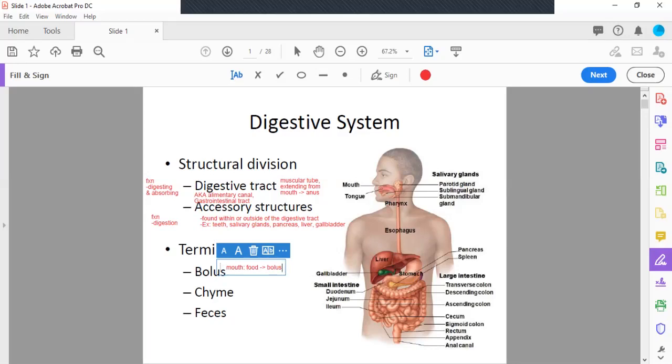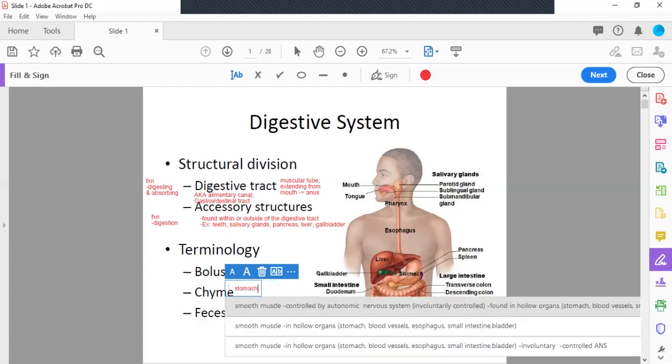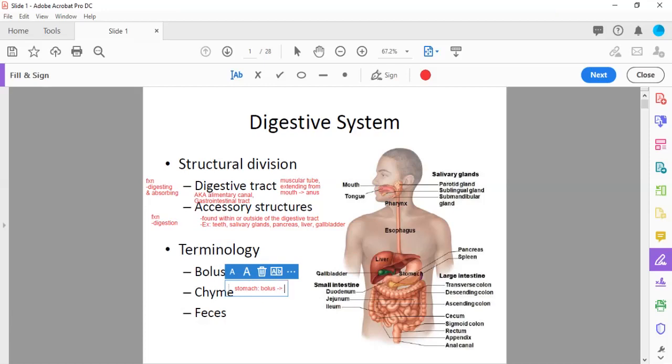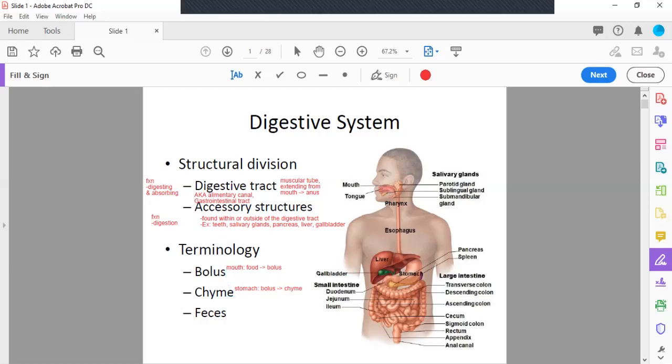Now, chyme is more mushy, more pasty I should say, and chyme is produced in the stomach. So in the stomach, bolus is converted to chyme. If I were to ask you, where is the first site you find bolus? The answer would be your mouth. Good. Where is the last site you could find bolus? Very good, the answer is stomach.